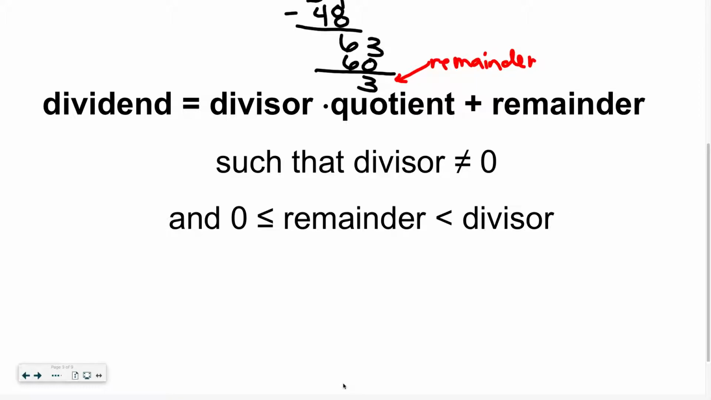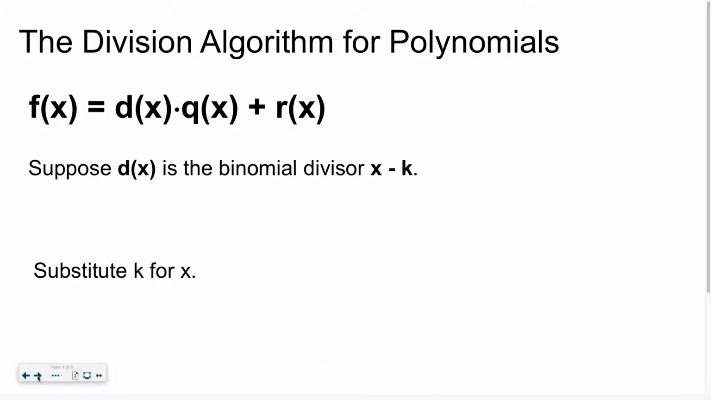Okay, so now I'm going to write the division algorithm for polynomials, which are those things with many terms, right? And we often represent them with function notation. What does function notation look like? F of x, g of x, h of x. So I'm going to go ahead and write out a division algorithm for polynomials, and it looks like this. F of x equals d of x times q of x plus r of x.